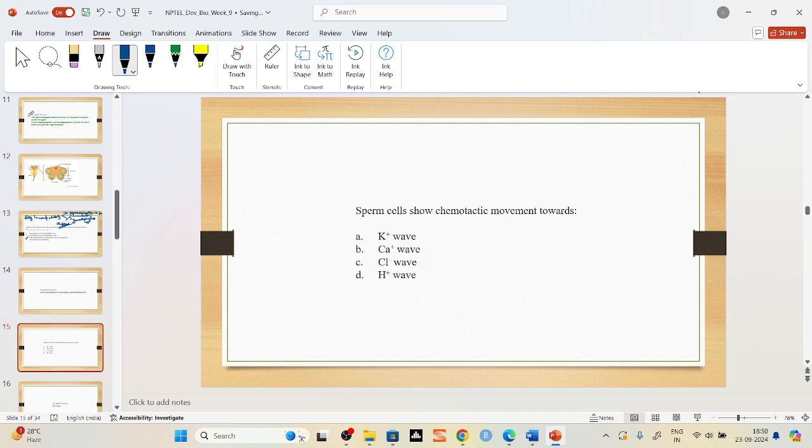Fine. Now, next question is, sperm cells show chemotactic movement towards: A, potassium waves; B, calcium waves; C, chloride ion waves; or D, hydronium or hydrogen ion waves. So what is the correct option? 2 minutes, and then we'll see what is the right answer and the explanation as well.